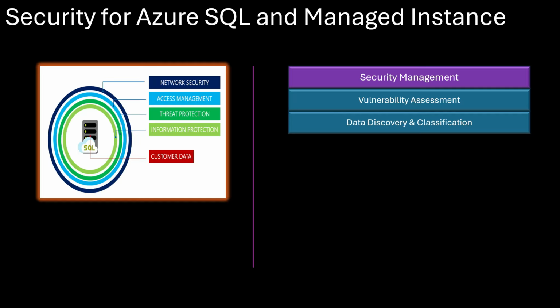Bottom line, when it comes to SQL database security, you should restrict network access using firewall rules and private network connections. You should enable encryption at rest, in transit, and in use to protect sensitive data. You should monitor security threats using SQL auditing and advanced threat protection. And you should regularly scan for vulnerabilities and classify sensitive data to maintain compliance. By applying these layered security practices, you ensure that your Azure SQL database and SQL managed instance remain highly secure against evolving threats.